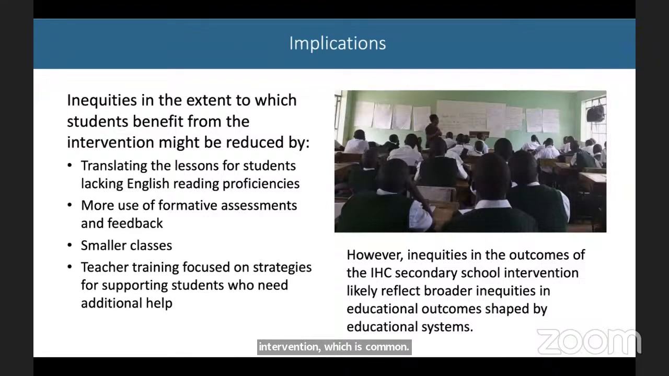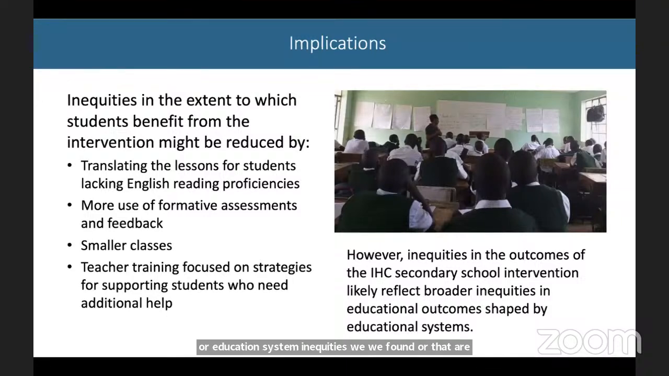And it was clear that there are different inequities you could find in our trials, especially the learners who had low English proficiency, did not do well with the intervention. Same applies to students in small classes versus big classes, and also the fact that the teacher training focused on strategies for supporting students who need additional help. So when you look in general, these inequities, you may try to attribute it to the existing educational or education system inequities that are there.